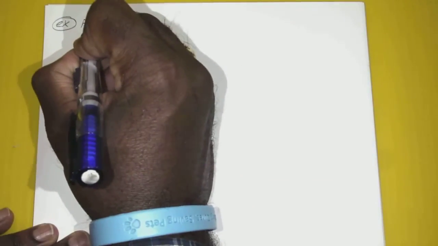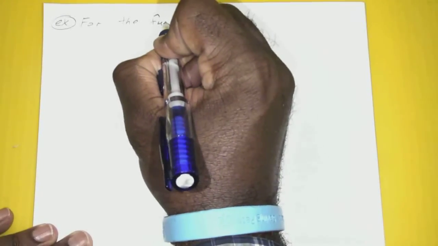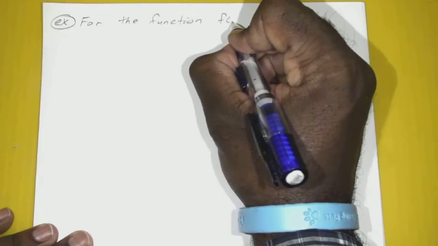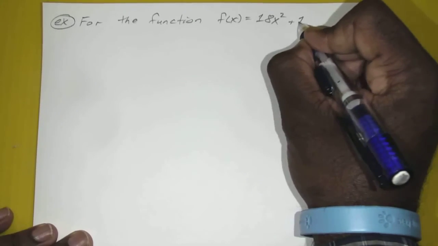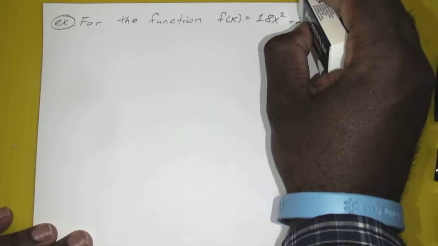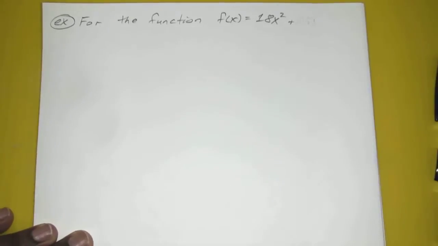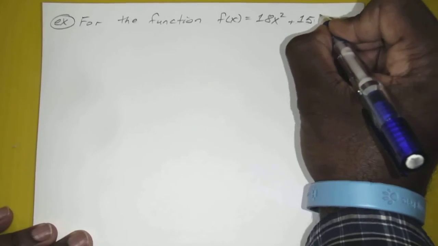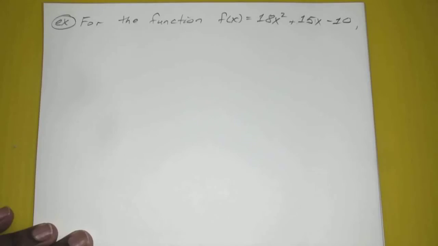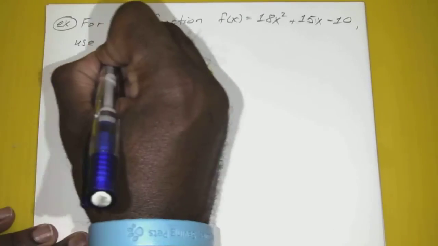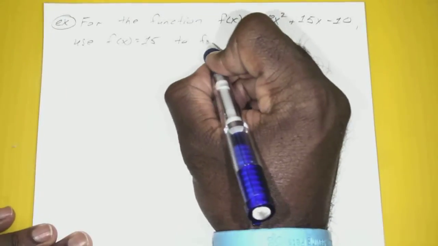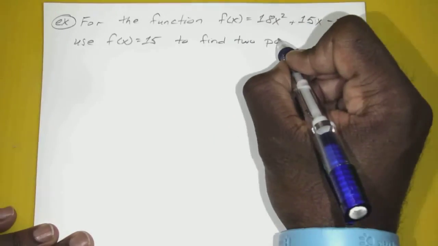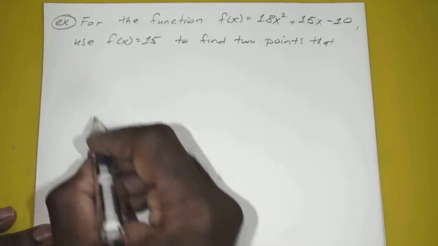Okay, so let's say, for example, say for the function f of x equals 18x squared plus 15x. Let me make that look more like a 1. Okay, we're going to use the fact that f of x equals 15. Find 2 points that lie on the graph of the function.